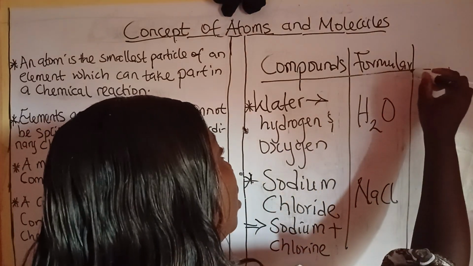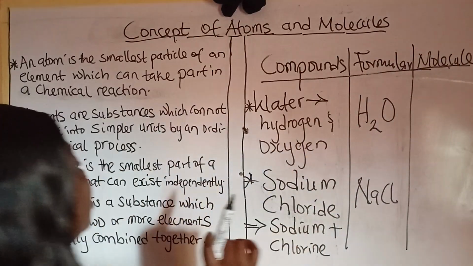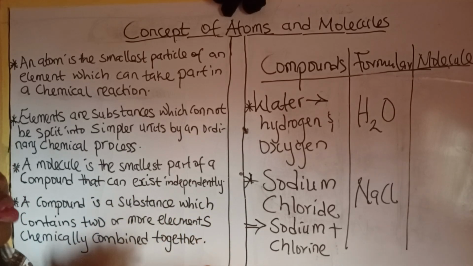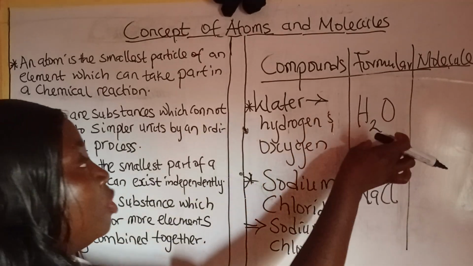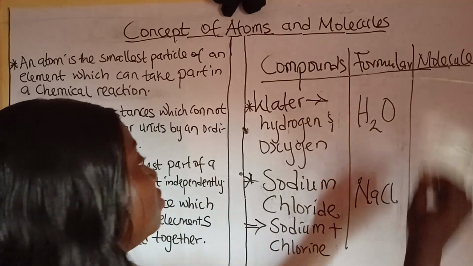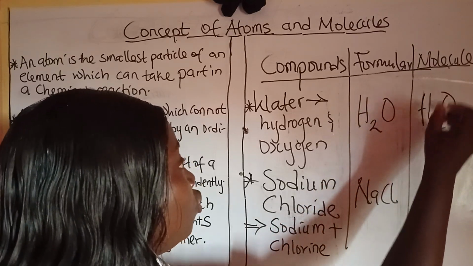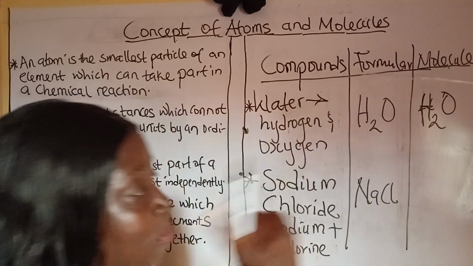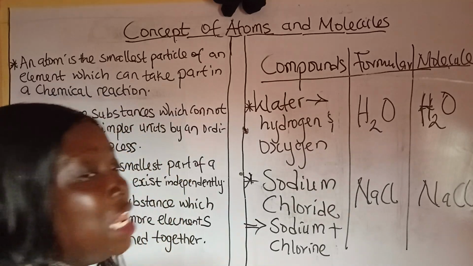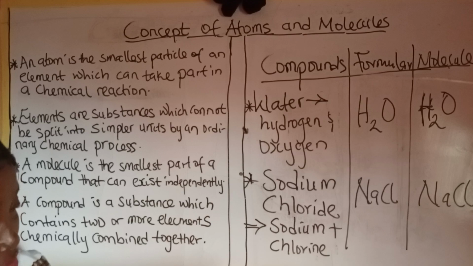Now, a molecule is the smallest part of a compound that can exist independently. I also want you to understand that these same chemical formulas for these compounds are also the chemical formulas for one molecule. This H2O is also the chemical formula for one molecule of water, and NaCl is as well the chemical formula for one molecule of sodium chloride.